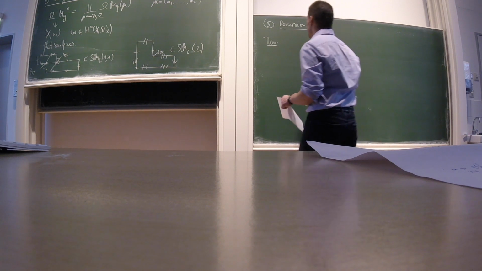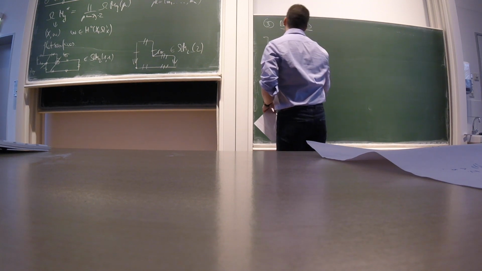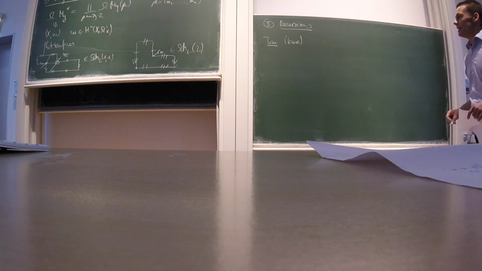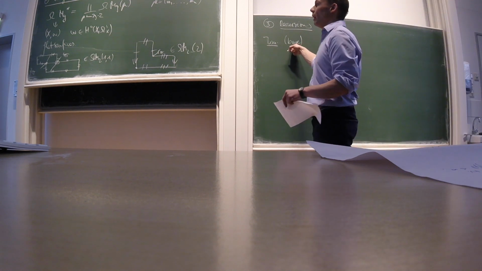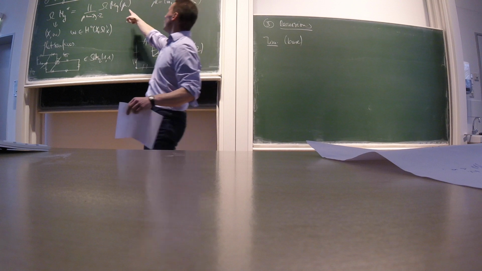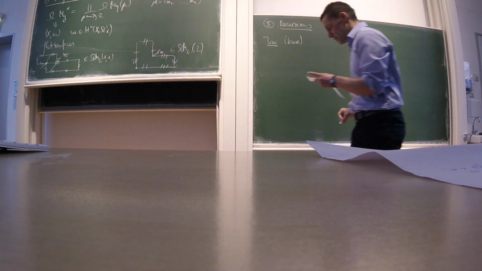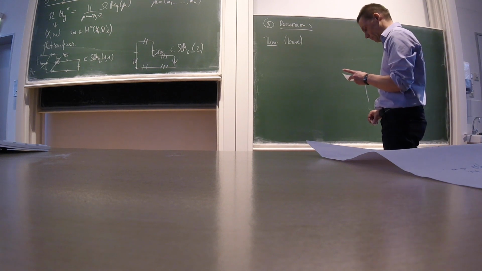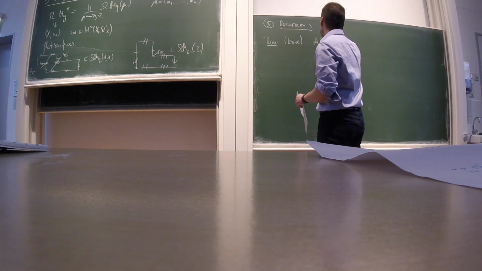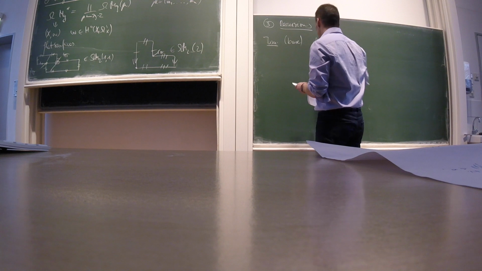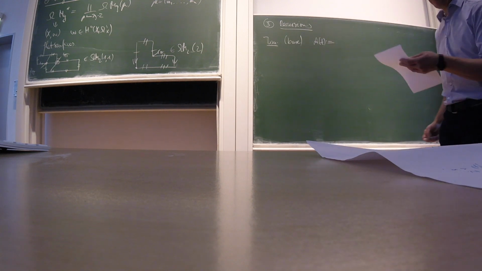Namely, okay, let's take first the base case. The base case meaning all those strata where you have a single zero of order 2g minus 2. So in that case, I'm defining a generating function, the generating function A.